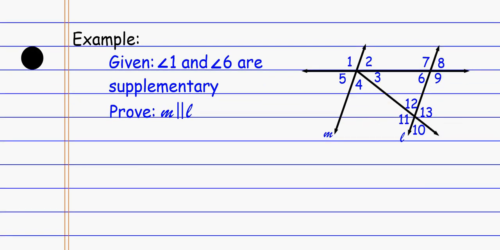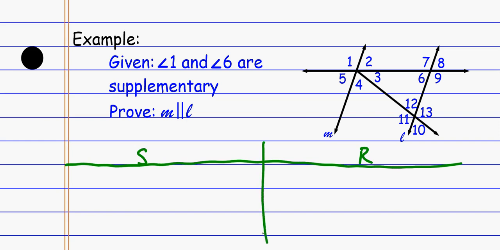And here's the thing. We don't have any theorem that relates 1 directly to 6 being supplementary. But as you start to think about which things are supplementary in this example and which things are congruent if the lines were to be parallel, we can start to think about how we're going to pull off this proof, okay? And so let's do our statements and our reasons. One, I'm just going to state the given here.